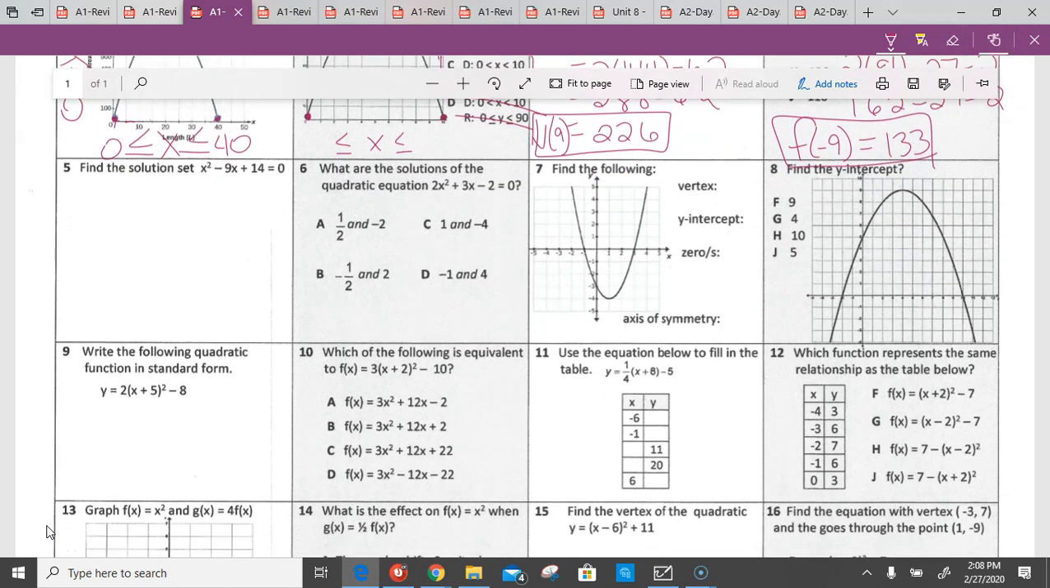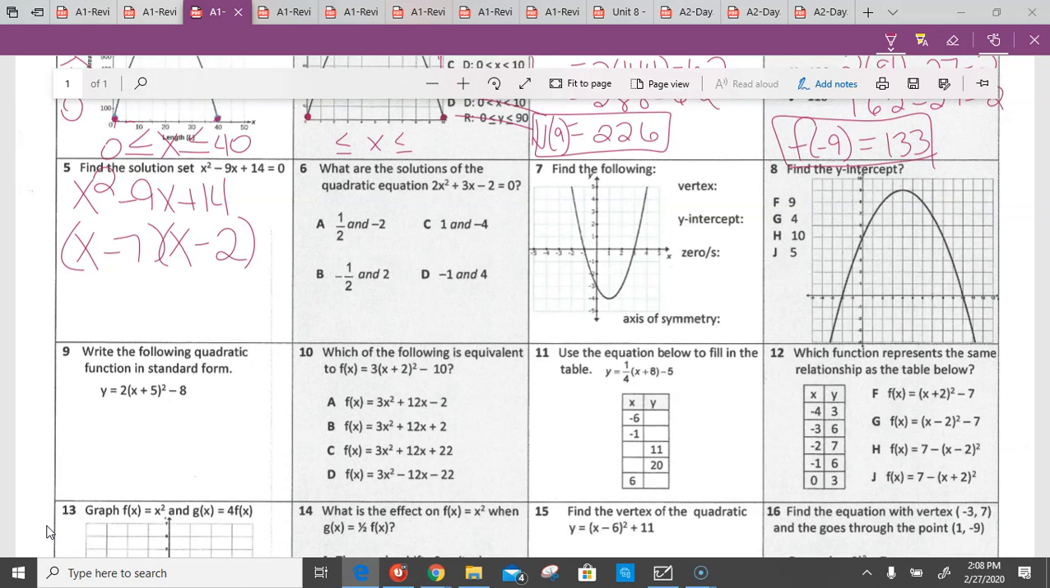Going on to the next one. Number 5, find the solution set for x squared minus 9x plus 14. So I'm going to go ahead and graph it. Well, not graph it, factor it. What two numbers will multiply to give me a positive 14 but add up to a negative 9? Well, that would be negative 7 and negative 2.